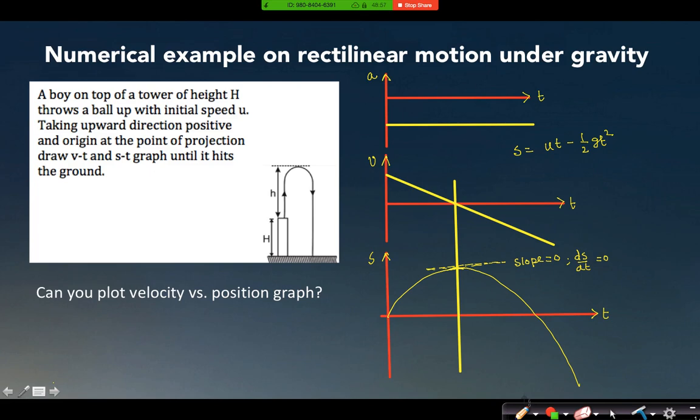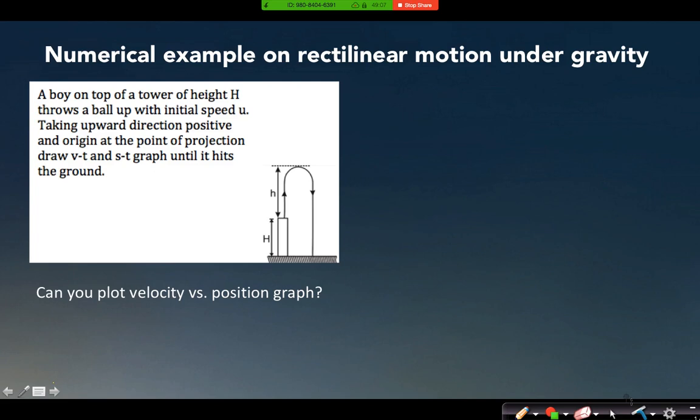Now it is time to plot velocity versus position or displacement. It may be position or it may be displacement; both are the same for this question, right? So how do I plot a velocity displacement graph? Do I find an equation with velocity and displacement? It is v square equal to u square minus twice g into delta s. Can I write this equation? Yes. So can I find this equation like this?